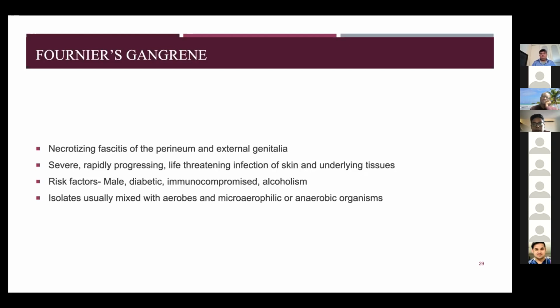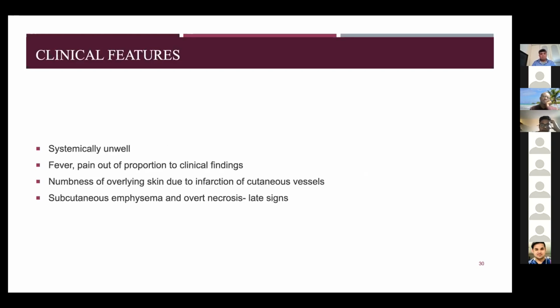The clinical features include that the patient may be systemically unwell and may be triggering on sepsis as well. There is associated fever with chills and rigors, and pain out of proportion to clinical findings should always pique our interest into considering Fournier's gangrene. The numbness of overlying skin may be due to infection of the cutaneous vessels, and some subcutaneous emphysema and overt necrosis are usually late signs.